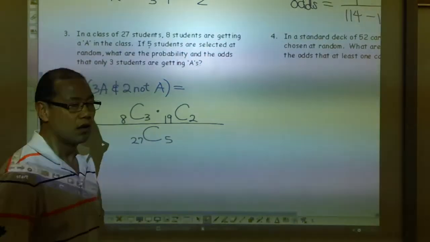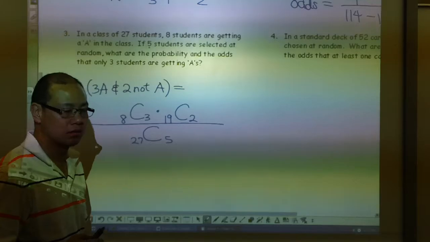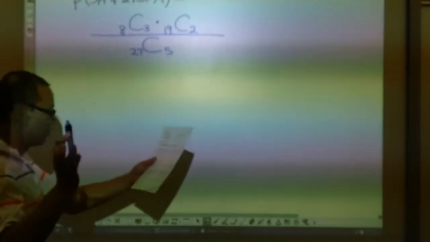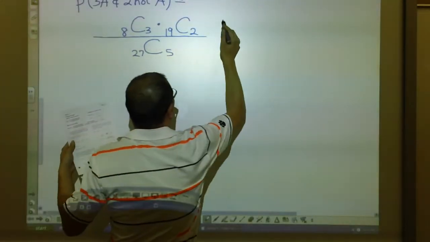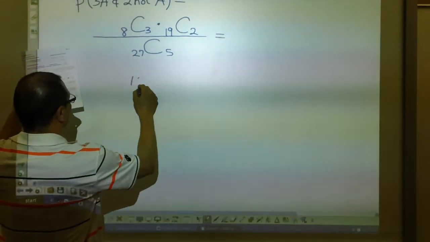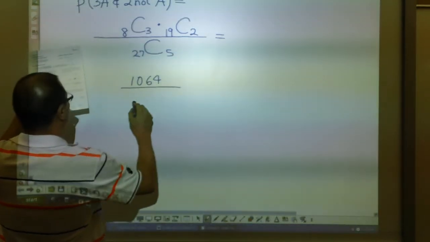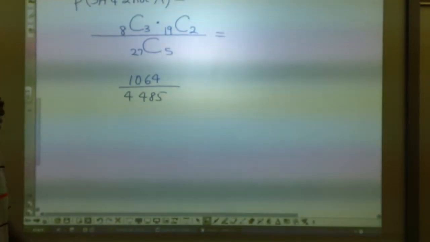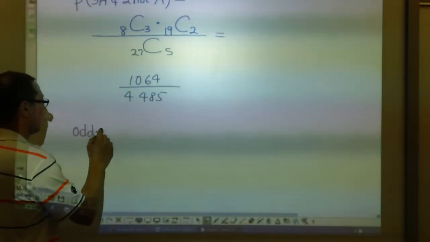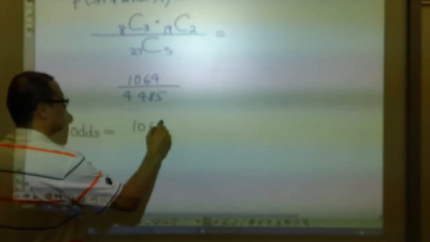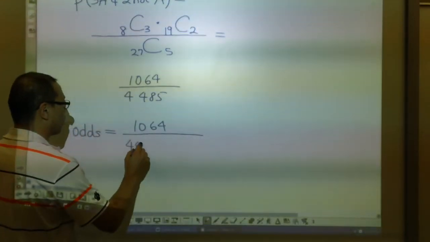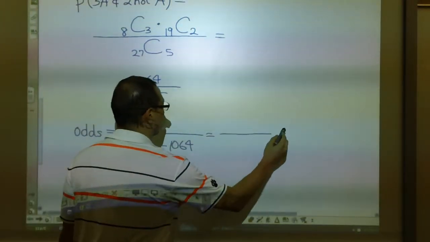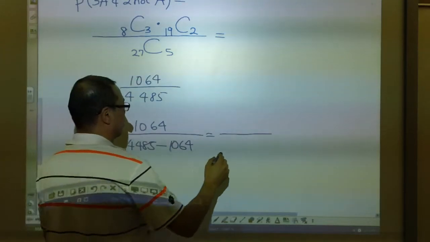Alright, if you do the whole thing on the calculator, according to my calculation, which I really hope is correct, I get 1,064 out of 4,485. The odds would be the desired 1064 divided by the total 4485 minus the desired 1064, giving you the leftover undesired, which is 3421.